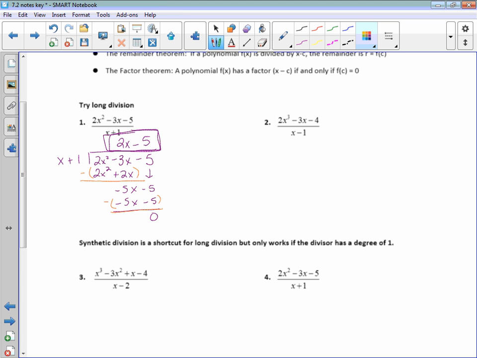All right, let's try again. I think we need a little bit of repetition with these today. So on the outside goes my x minus 1. What do I need to be careful of underneath on this one? Right, so I'm going to write 2x cubed plus 0x squared minus 3x minus 4.